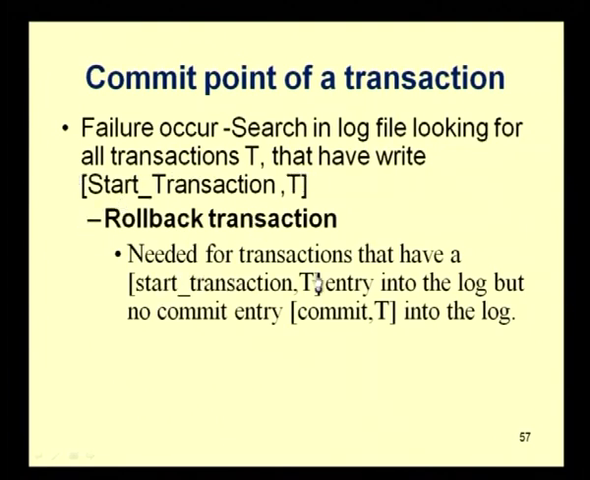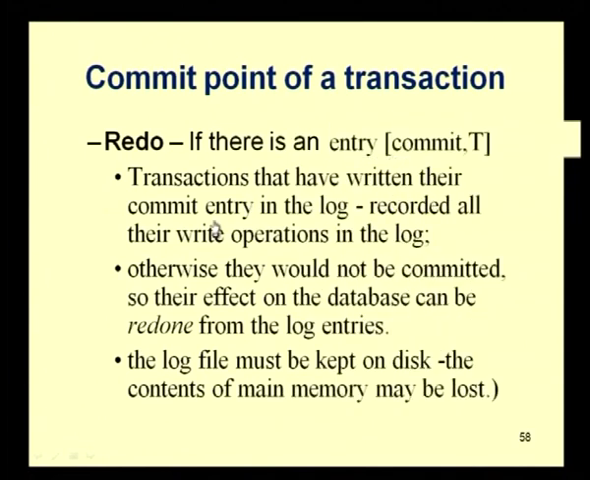When a failure occurs, we search in the log looking for all transactions T that have a start transaction T entry and roll them back. This is needed for transactions that have a start transaction entry in the log, but no commit has occurred. If there is an entry commit T, the transactions that have written the commit entry in the log have recorded all the write operations, otherwise they would not have committed. So, their effect on the database can be redone from the log entries.